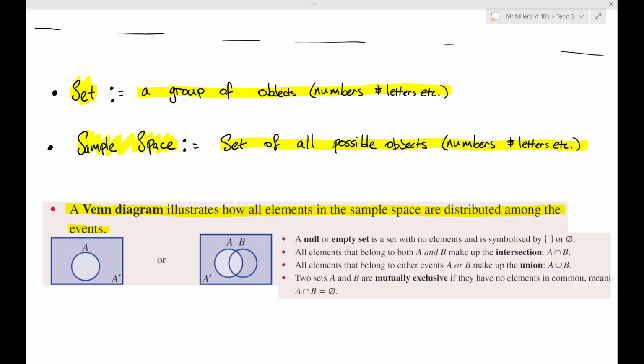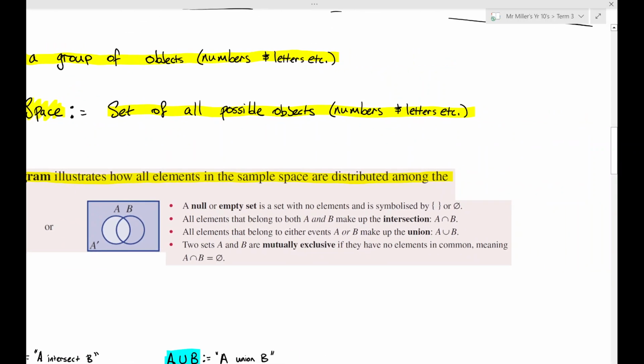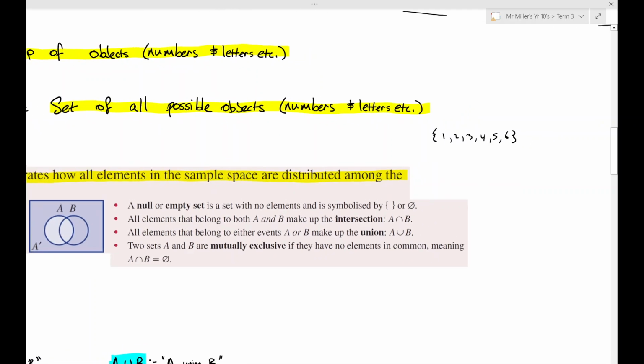Another example of a sample space: what's the sample space of the outcomes for me rolling a die? Well, the outcomes of me rolling a die are 1, 2, 3, 4, 5, 6. So the set that contains all possible outcomes of me rolling a die would be a set containing the numbers 1, 2, 3, 4, 5, 6. And so we might say that the sample space of rolling a die is {1, 2, 3, 4, 5, 6}.